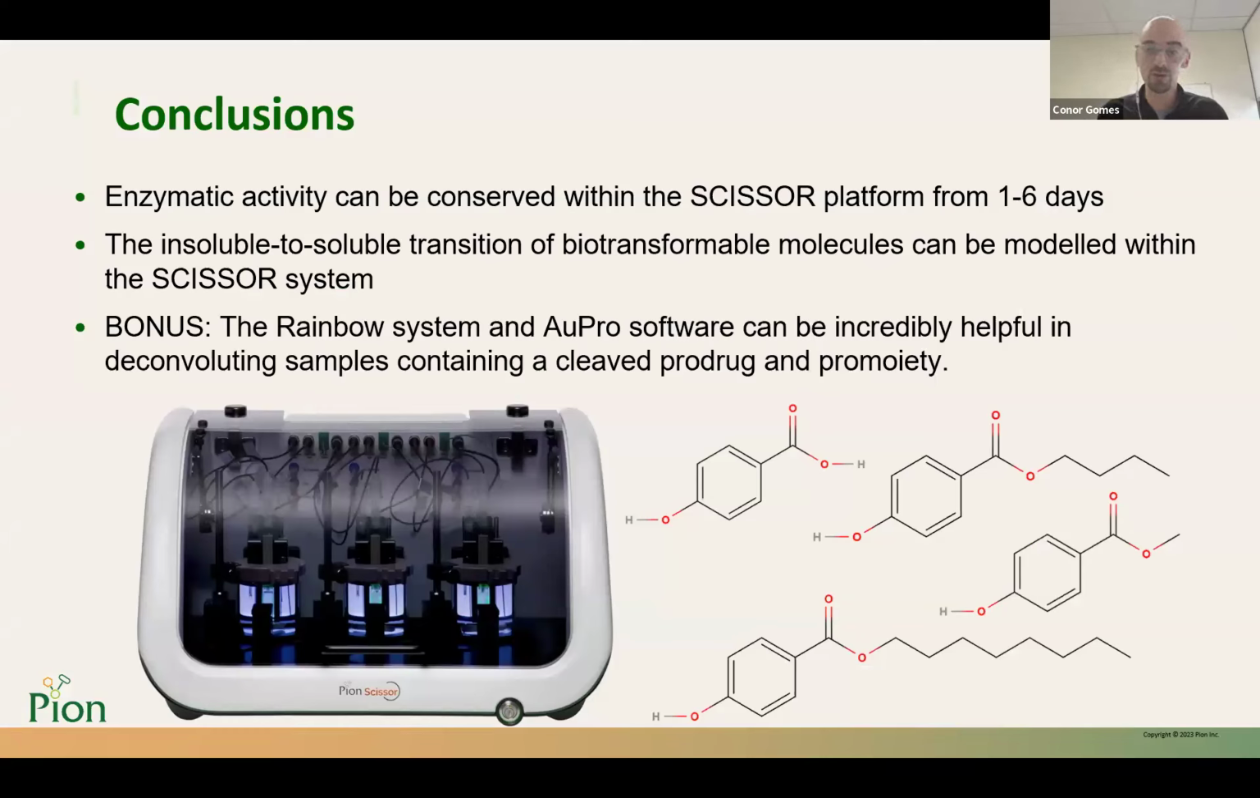In conclusion, we were able to validate enzymatic activity, specifically esterase, which acts on over 50% of the FDA-approved prodrugs. We were able to have that enzymatic activity conserved for 1 to 6 days within the platform. Not only that, we were able to show an insoluble to soluble transition with all of them, but specifically octylparaben, to show that the biotransformation of that molecule into its soluble form may be modeled within SCISSOR. And on top of that, our Rainbow system and AU Pro software are incredibly helpful in deconvoluting the samples, so we can track these promoieties, solvents, and prodrugs, as well as the cleaved drug, within one complex matrix.